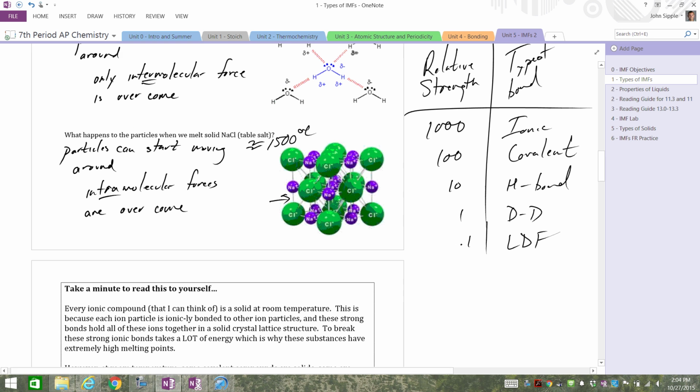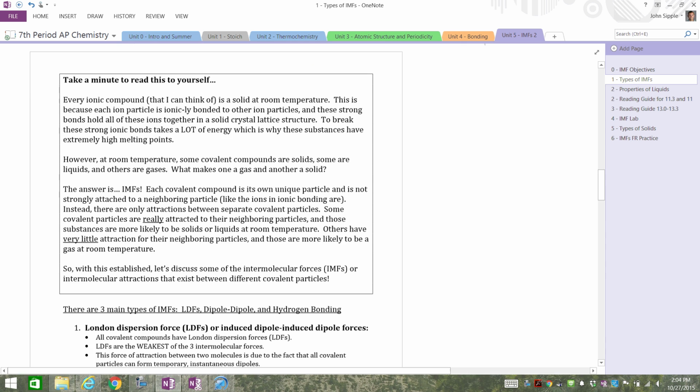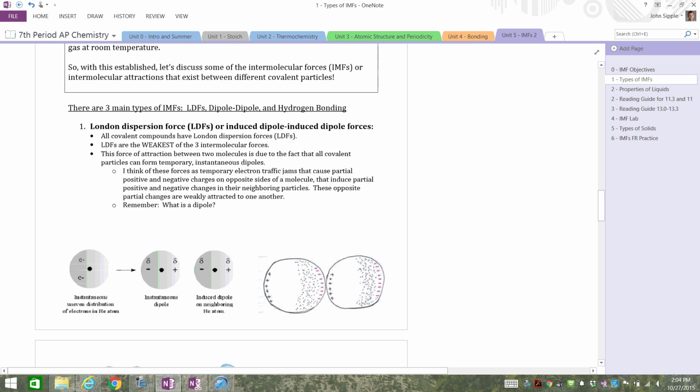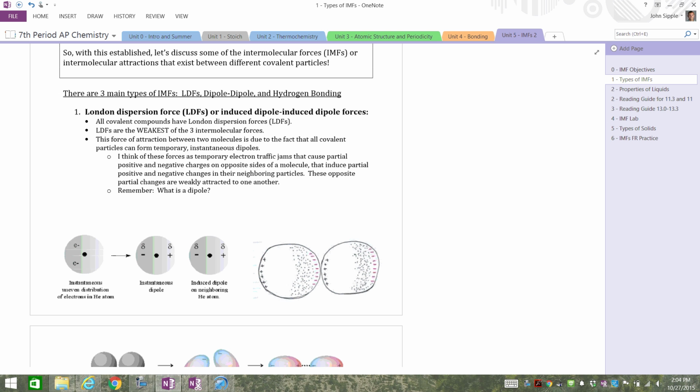All right, moving on to the next page here. You can read the next part, and then we'll get to LDFs.